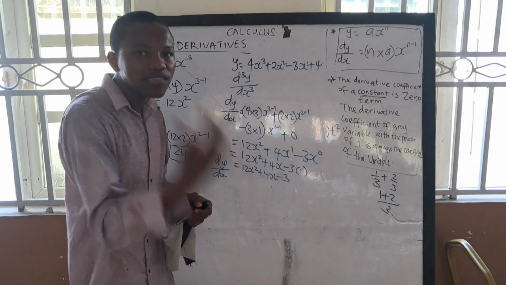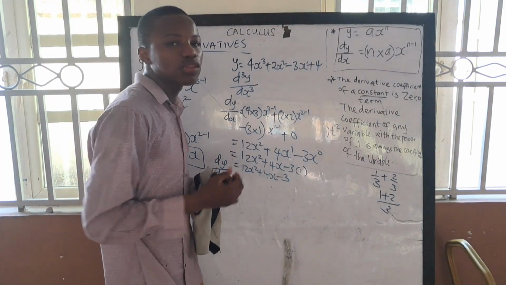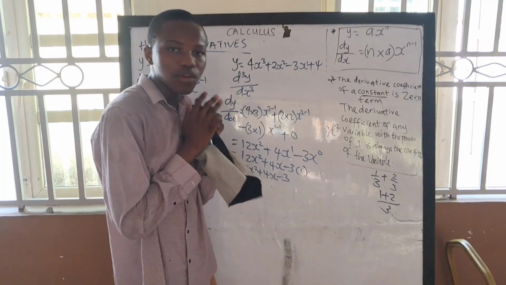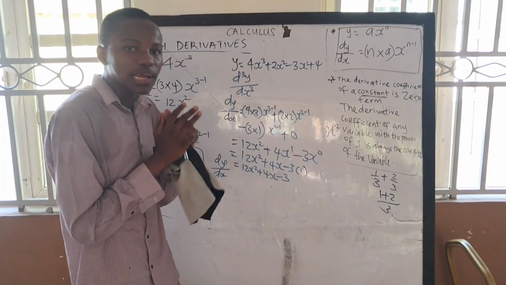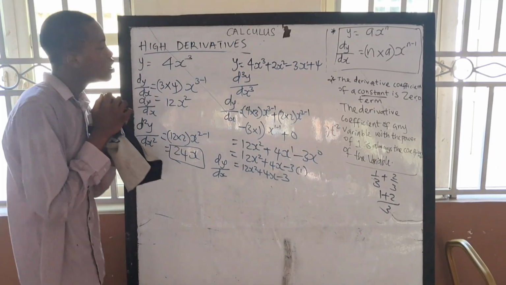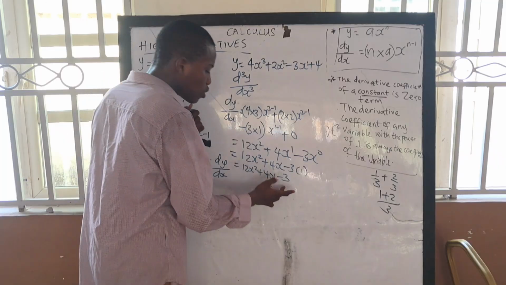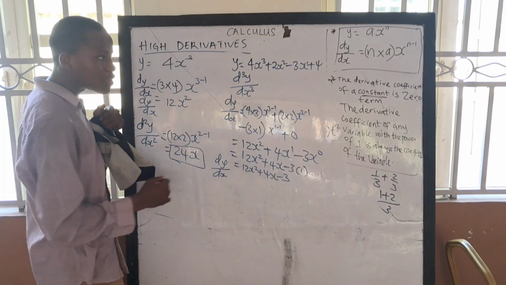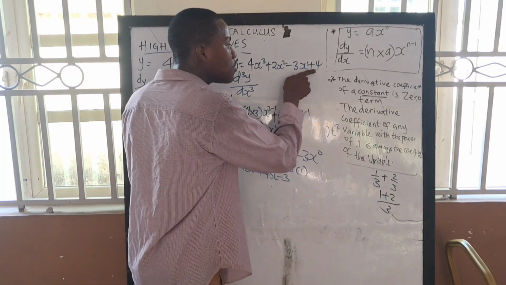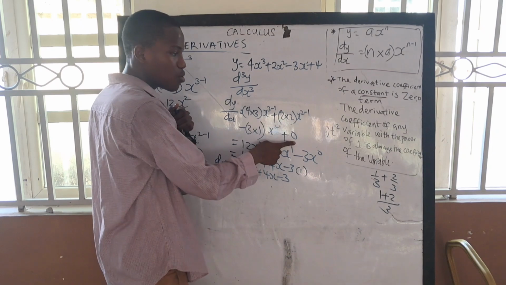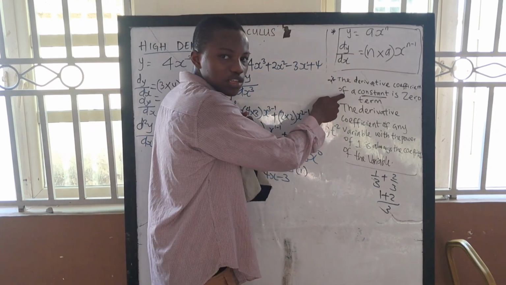I expect you to practice more questions, so you'll be familiar with the principle. Calculus is actually very easy. Once you put your mind to it and understand the basics, it's very, very easy. So now, I'm having 12x squared plus 4x minus 3. If you notice, if you differentiate the constant term, 0. Can you see? We made use of this key.